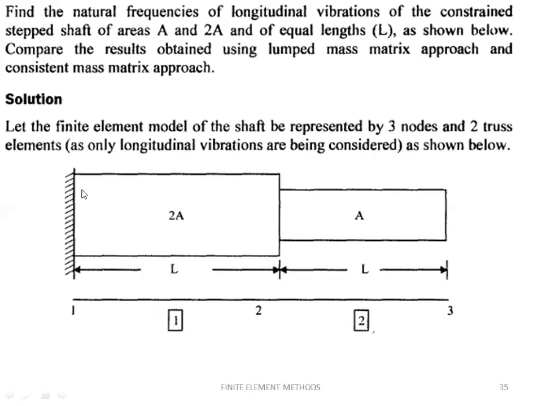Here the problem is given like this. One side is fixed, and the area of the first cross section is 2A, and the second cross section is A. The lengths of the two different cross sections are the same, equal L and L. In the finite element approach, the first step is to select the domain, and the next step is to discretize the domain into subdomains. The subdomains are called elements.